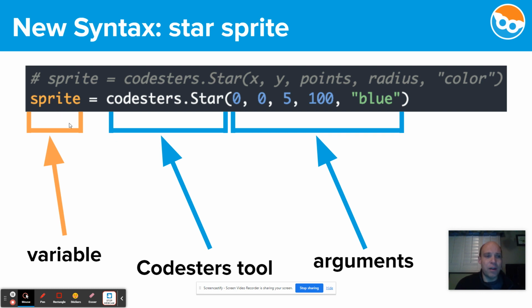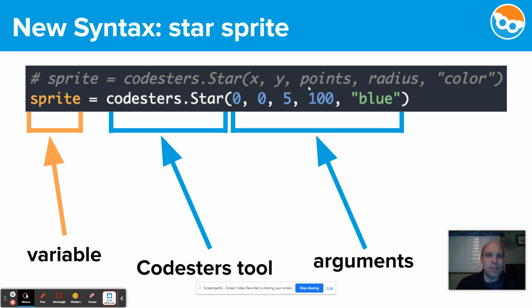On the screen here, you can see the variable name, in this case the default, which is sprite. Then you have the command that creates the star, codesters.star. The comment line shows you the formula for how to put together the command. The first number is the x coordinate, which is 0. The second number is the y coordinate, which is 0. So this star is going to be placed smack dab in the middle of the screen.